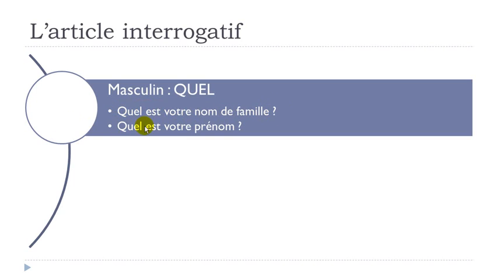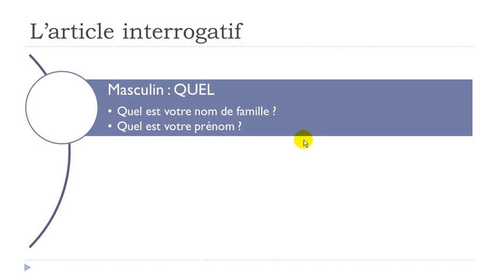Second example, quel est votre prénom? Prénom is first name. What is votre, the polite form for your? Quel est votre prénom? What is your first name? Okay, so you can see now, more in detail, that nom, prénom are masculine words. And that's the reason why, in that case, you get to choose the article here according to the gender of the word it is connected to. Quel, masculine form, because nom is masculine. Quel, masculine form, because prénom is masculine.